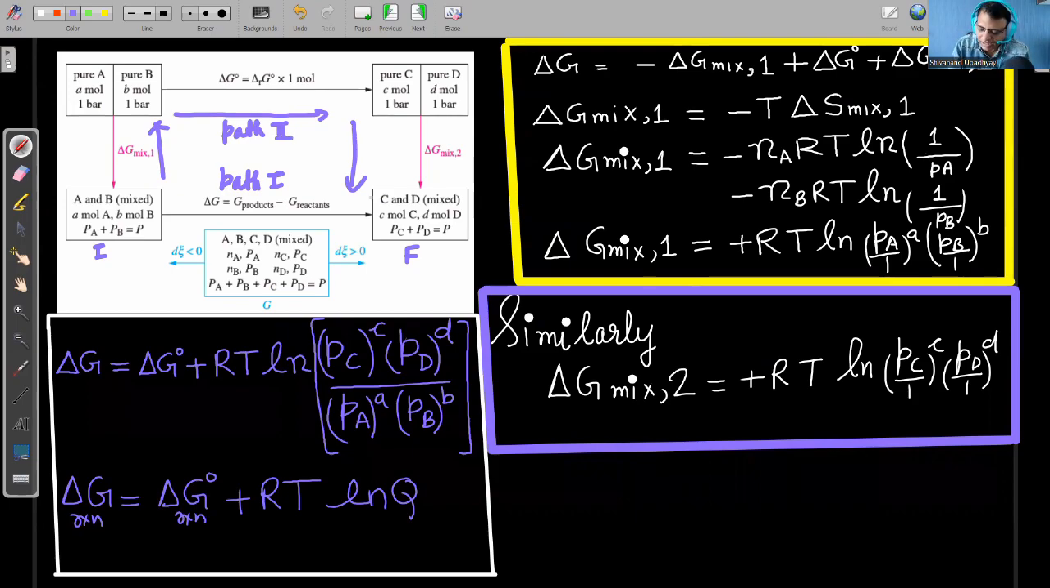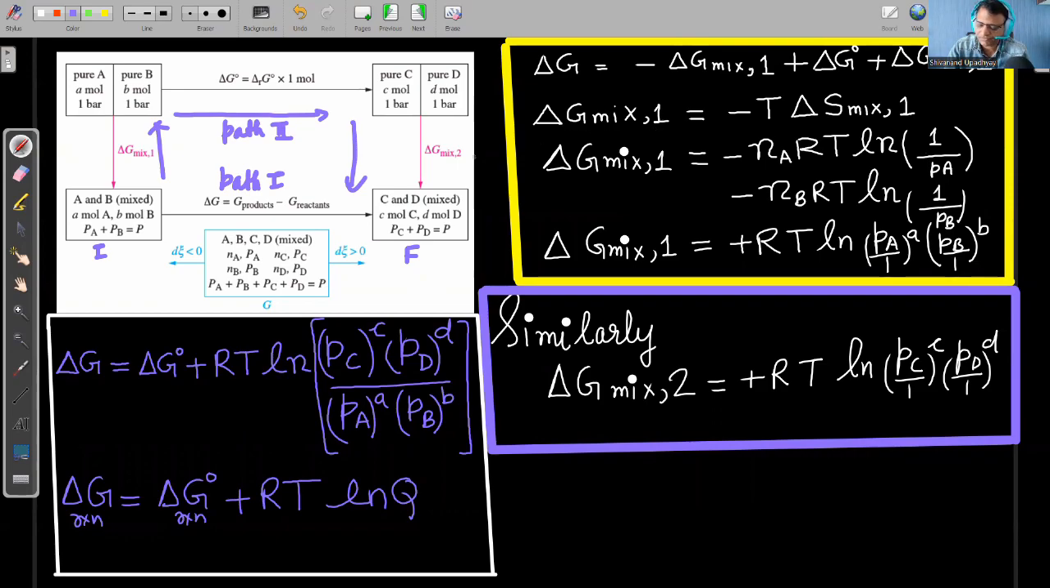So try to calculate the value of delta G reaction, right? When the reaction is progressing, we are writing this is delta G of the reaction, which is equal to minus delta G mixing 1 plus delta G naught of the reaction plus delta G mixing 2. This is delta G mixing 2. So first we'll calculate the value of delta G mixing 1. Let us calculate the value of delta G mixing 1.